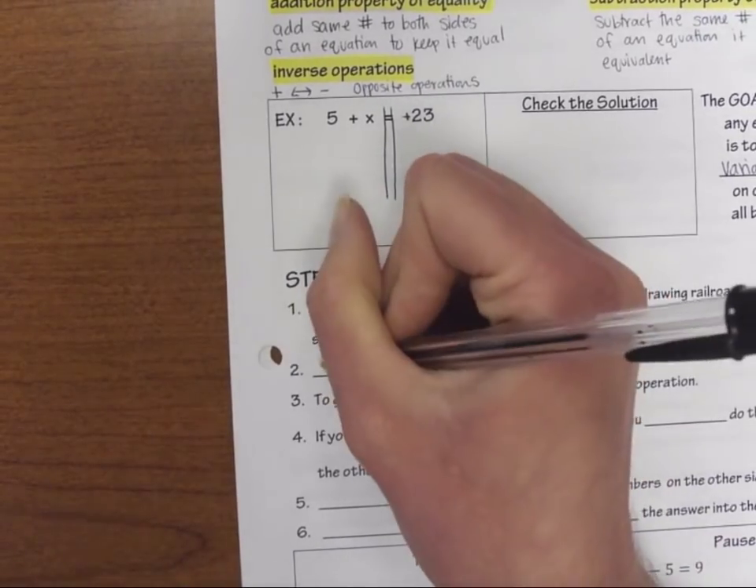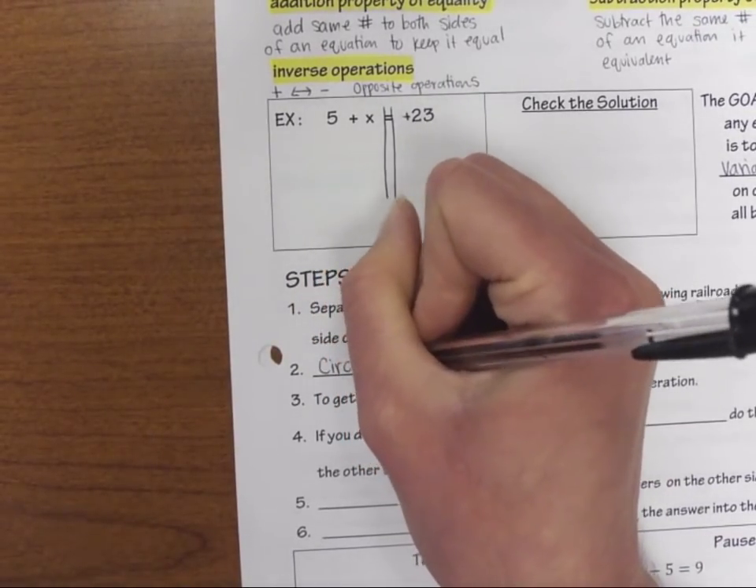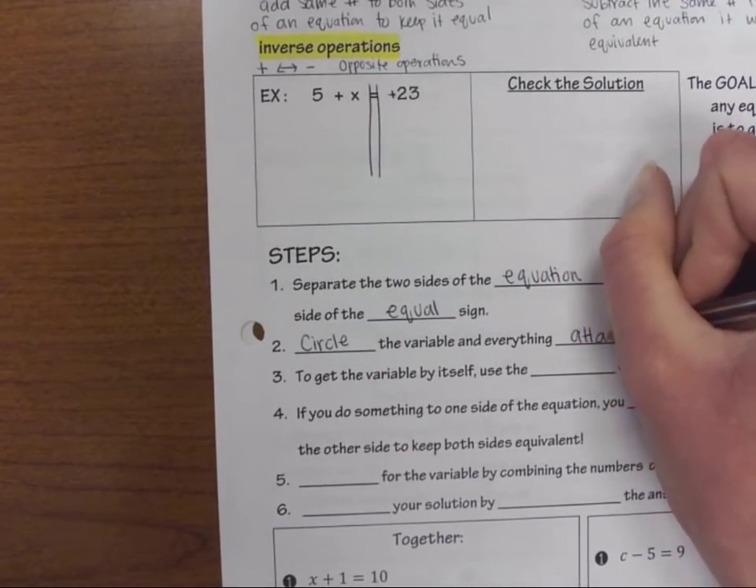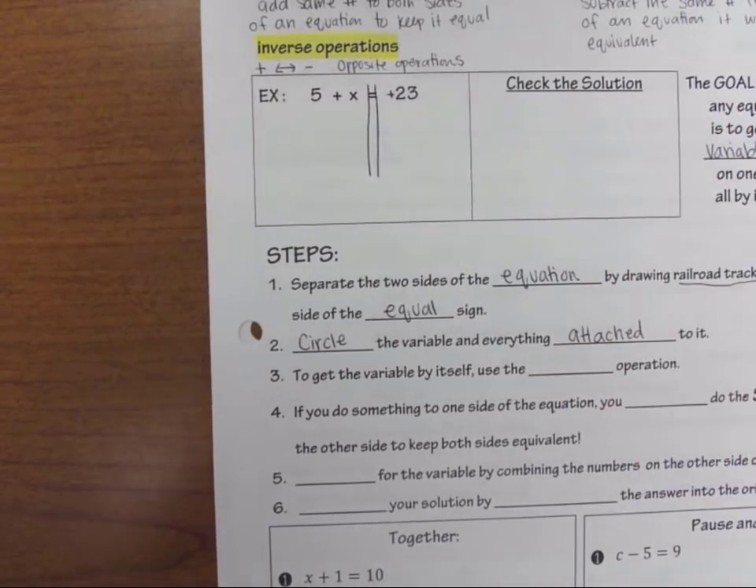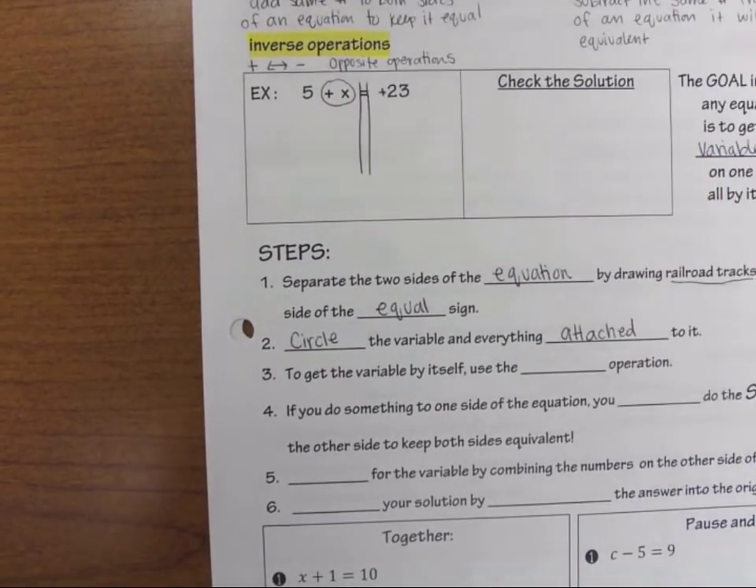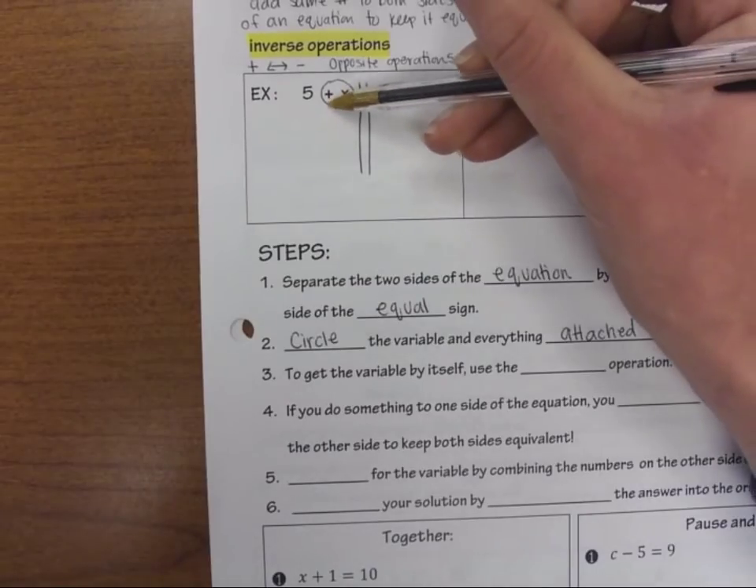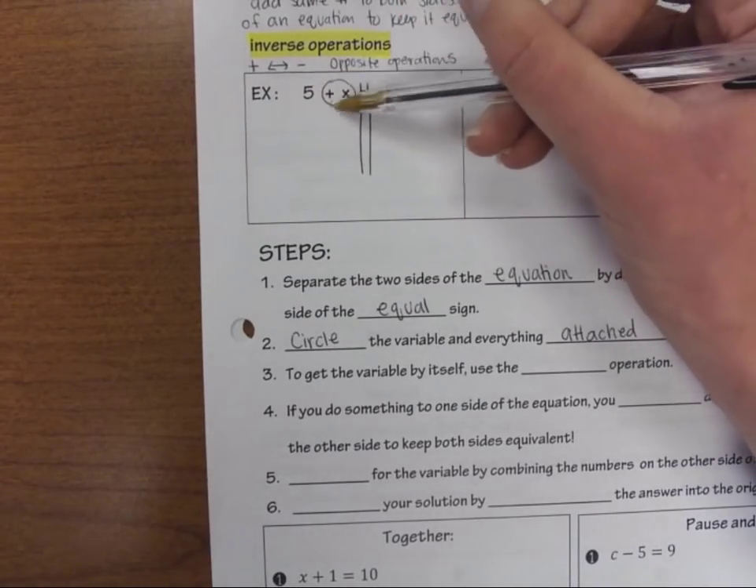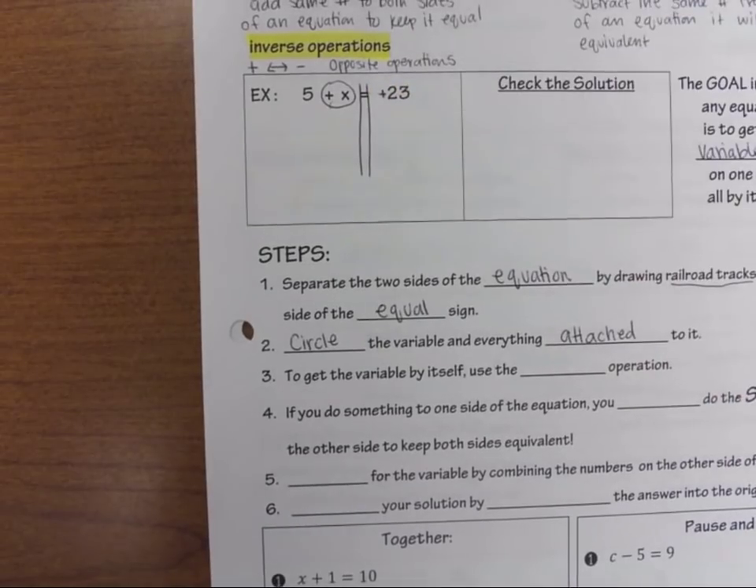Next, I want to circle the variable and everything attached to it. My variable is this x, and it's got that plus out in front. Remember, I'm circling the operation that's in front, not behind. So I have 5 plus x equals 23.